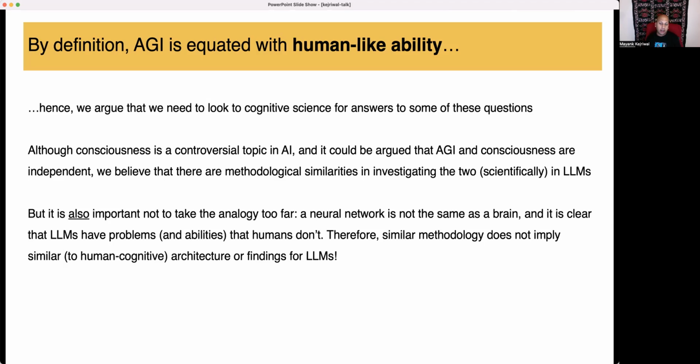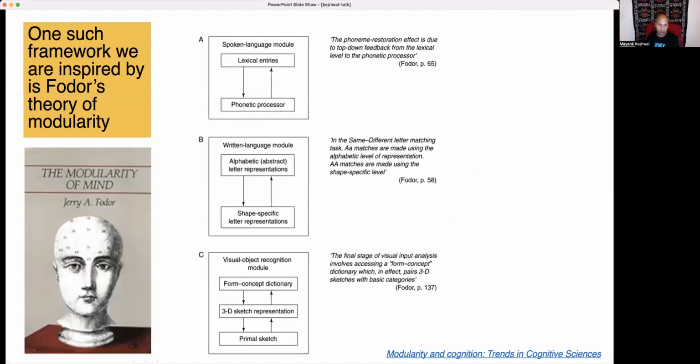So we do have to be very careful, and so similar methodology does not imply similar architecture or findings for LLMs. So it could be that we have a similar methodology for investigating AGI and consciousness, but the answers might surprise us. So we have to be open to answers that are not going to be perhaps what we would expect with humans. So we have to be prepared for surprises, but we still maintain that the methodology is going to be similar in investigating AGI and consciousness.